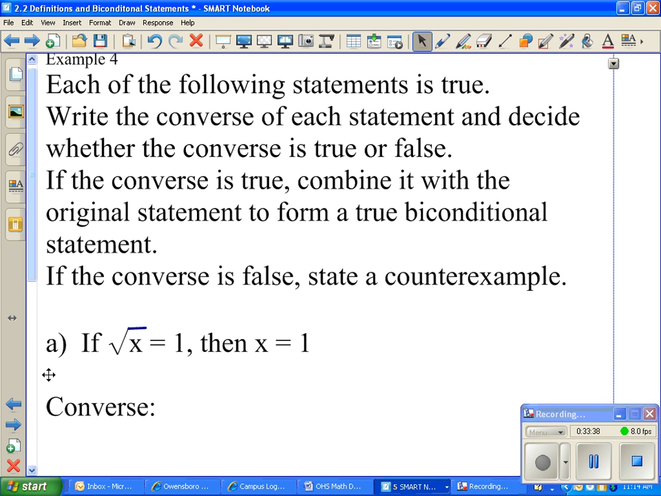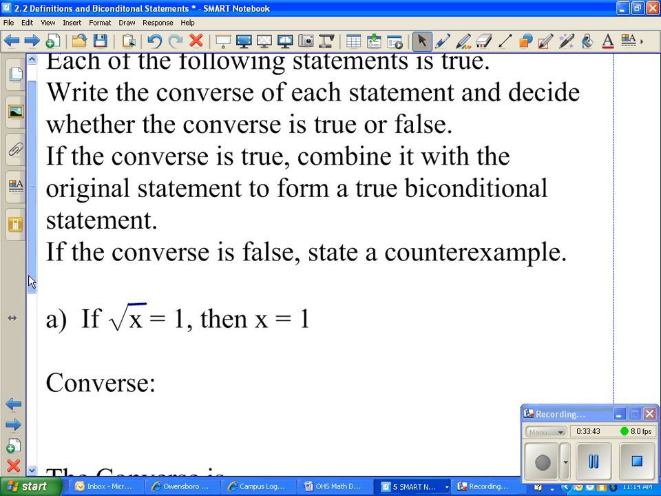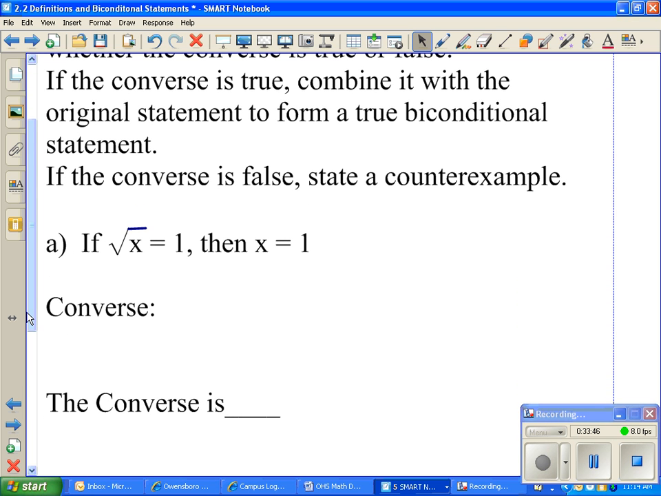So we're on example 4, and the first one is true. Let's figure it out. If the square root of x equals 1, then x equals 1. Do you know how to get rid of a square root? Square, right. So to get rid of a square root, I square both sides. 1 squared is 1, and the square root of x squared is just x, because the square and the square root cancel each other out. So that is true, right?